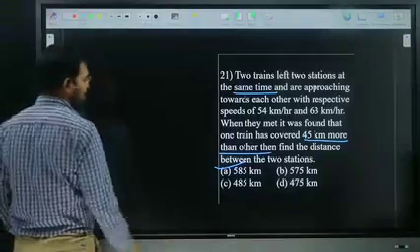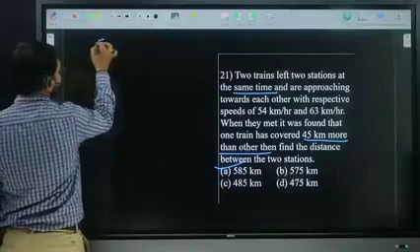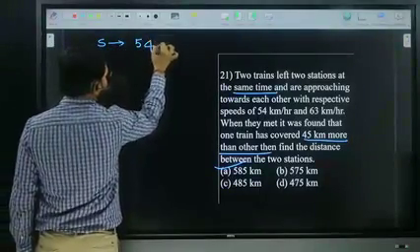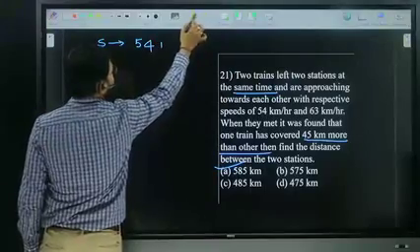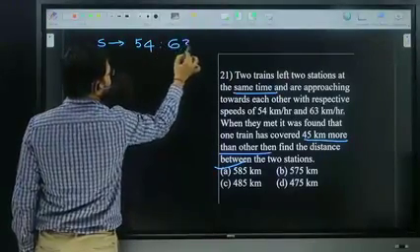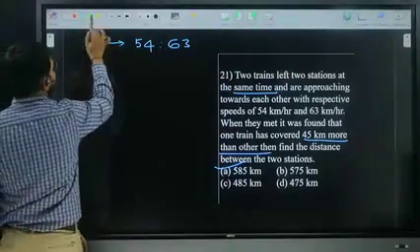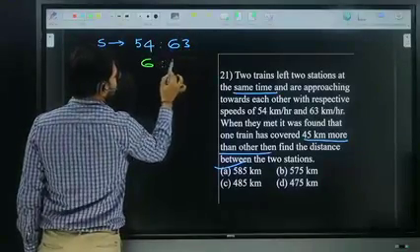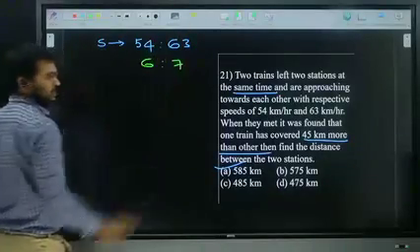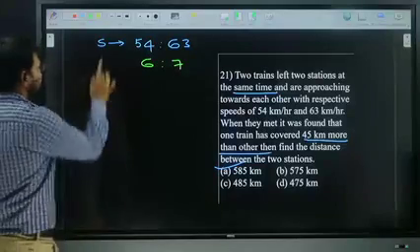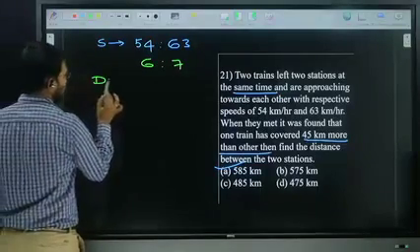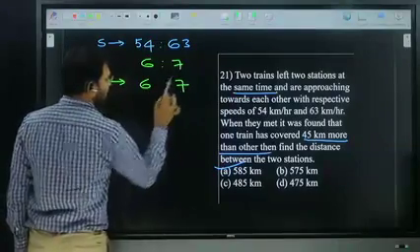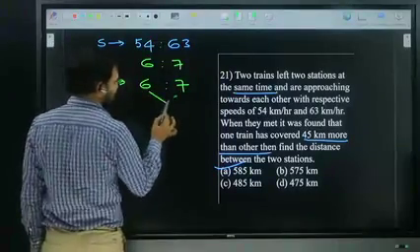So look at me all of you. Here they gave the speeds ratio, 54 is to 63. 9 6s are 54, 9 7s are 63, so 6 is to 7. If the speeds ratio is 6 is to 7, therefore distances are in the ratio 6 is to 7 only, because they are directly proportional. In terms of parts, how many parts difference is there?